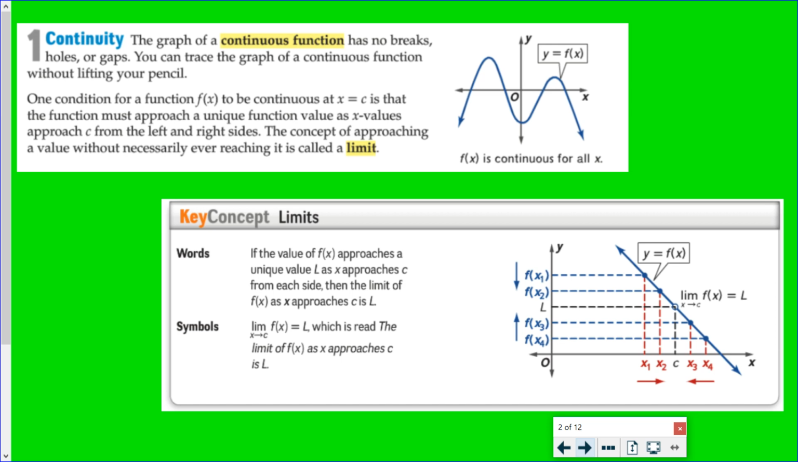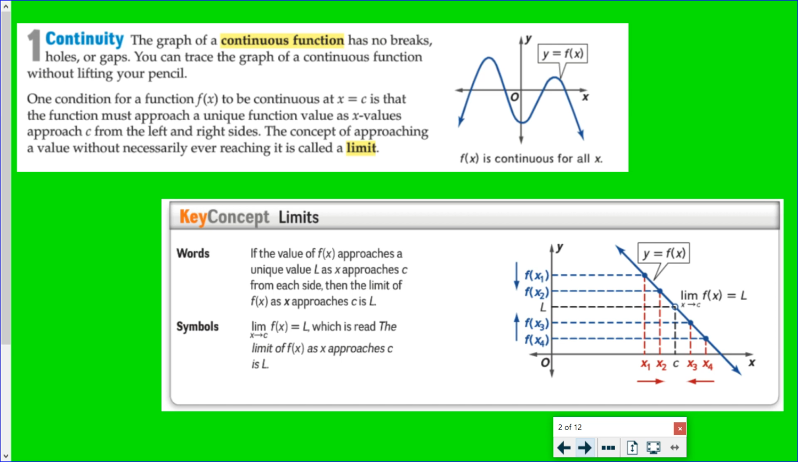So we started off with this idea of something being continuous. If it's a continuous function, I can draw it without picking up my pen. So there's not going to be breaks, holes, gaps, you won't see asymptotes, stuff like that would not be on a continuous function. If we have a continuous function, then we can find a limit of it.